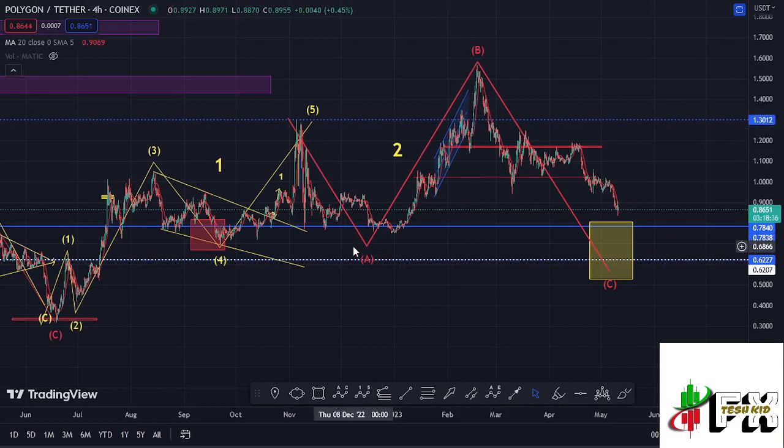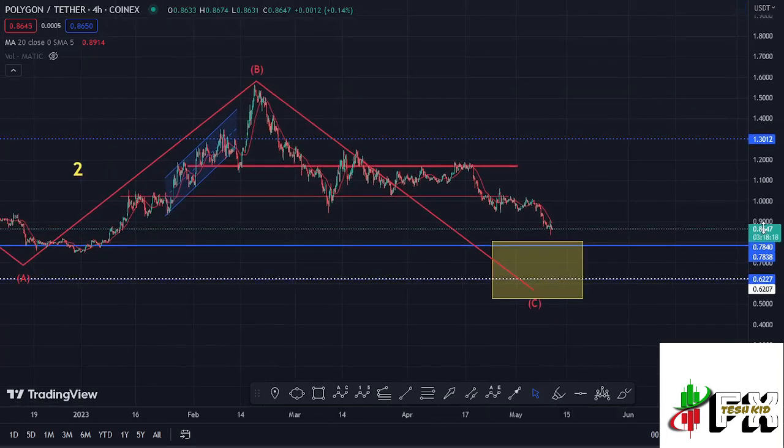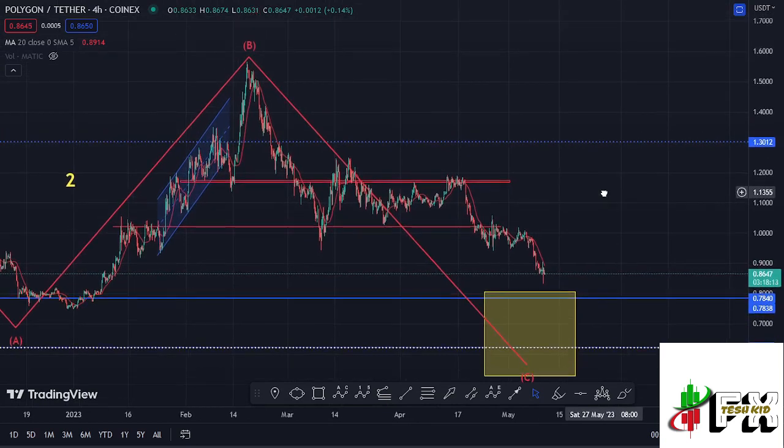Then we saw the formation of that overshooting wave B in a move that gave us a peak at around the $1.57 mark. And I'm now expecting one more leg down in the formation of that wave C. And because of the impulsiveness in the formation of this wave C, I'm also expecting to see a 5-wave structure in formation.